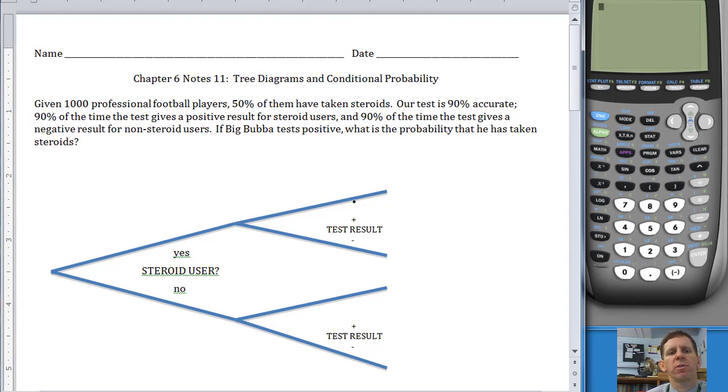These are the Chapter 6, Notes 11 on tree diagrams and conditional probability. We're going to answer conditional probability questions today using tree diagrams. So here's our first example.